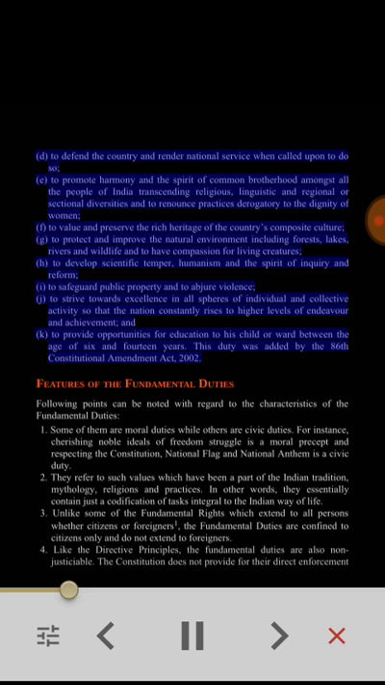G. To protect and improve the natural environment including forests, lakes, rivers and wildlife, and to have compassion for living creatures. H. To develop scientific temper, humanism and the spirit of inquiry and reform. I. To safeguard public property and to abjure violence. J. To strive towards excellence in all spheres of individual and collective activity so that the nation constantly rises to higher levels of endeavour and achievement. And K. To provide opportunities for education to his child or ward between the age of 6 and 14 years. This duty was added by the 86th Constitutional Amendment Act, 2002.